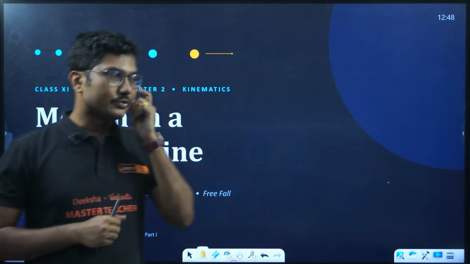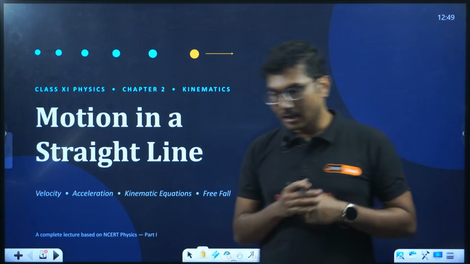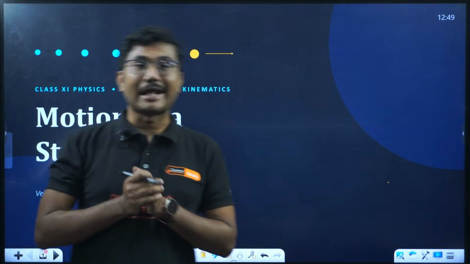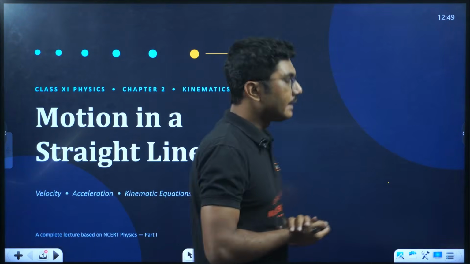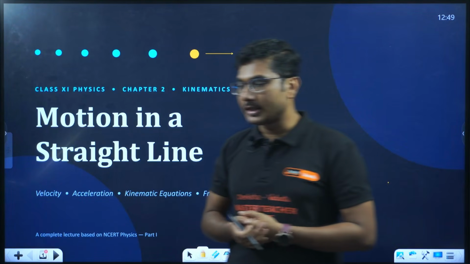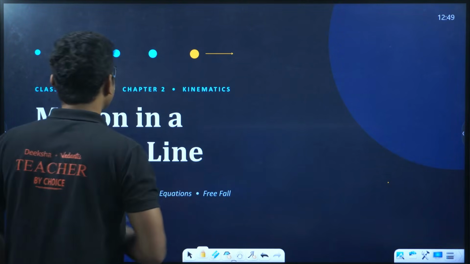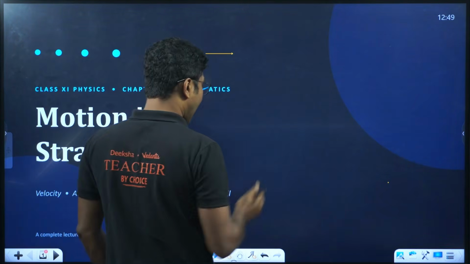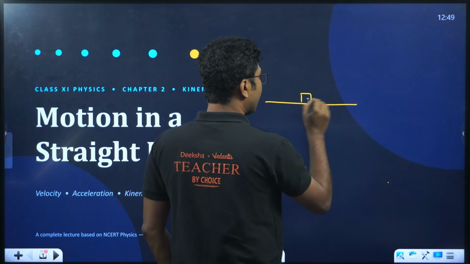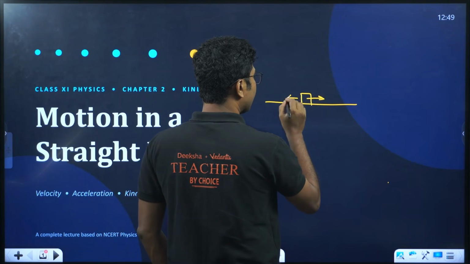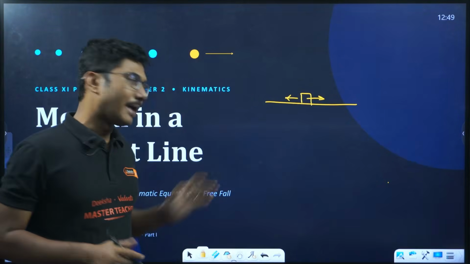Now motion actually can happen in multiple ways. One of them is when we are considering motion in a straight line, that means it's a one-dimensional motion. In many classes they are calling it motion in 1D or motion in one dimension. What does that mean? That means the object can move either in a straight line, either in the forward direction or in the backward direction. So there are only two possibilities. It can move forward, it can move backward, right?